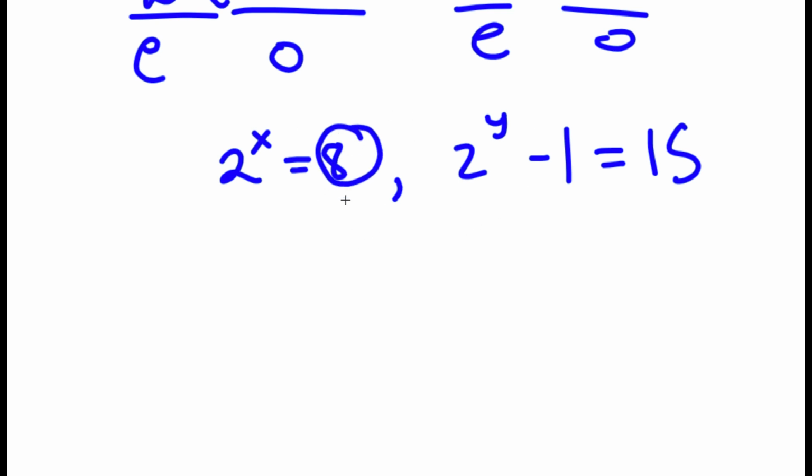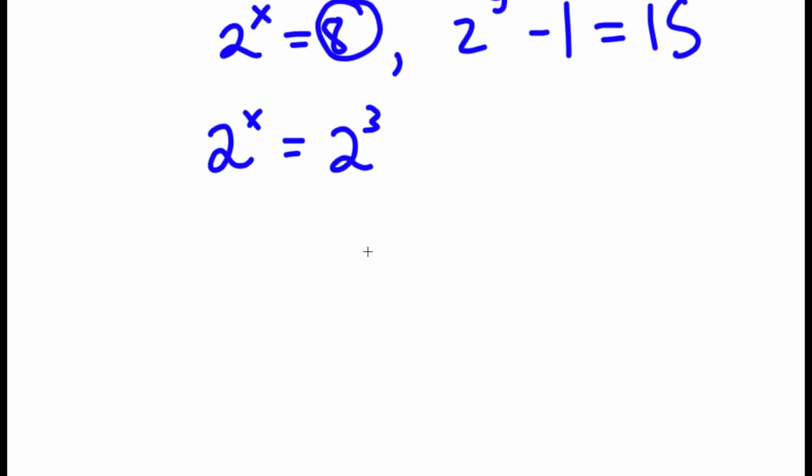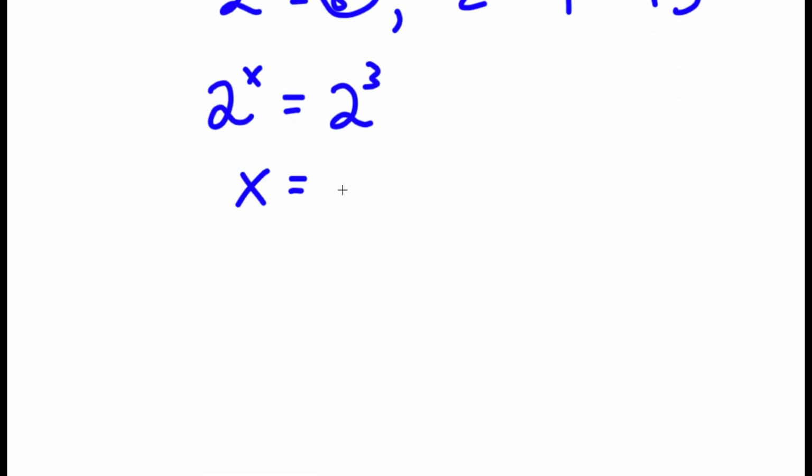So 8, this is the same thing as 2 to the power of 3. So now I have 2 to the power of x is equal to 2 to the power of 3. And this means that x is equal to 3.